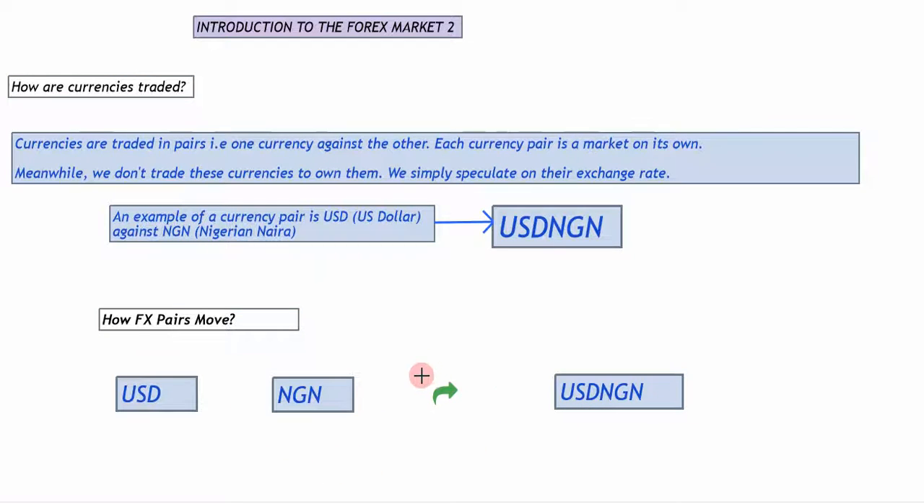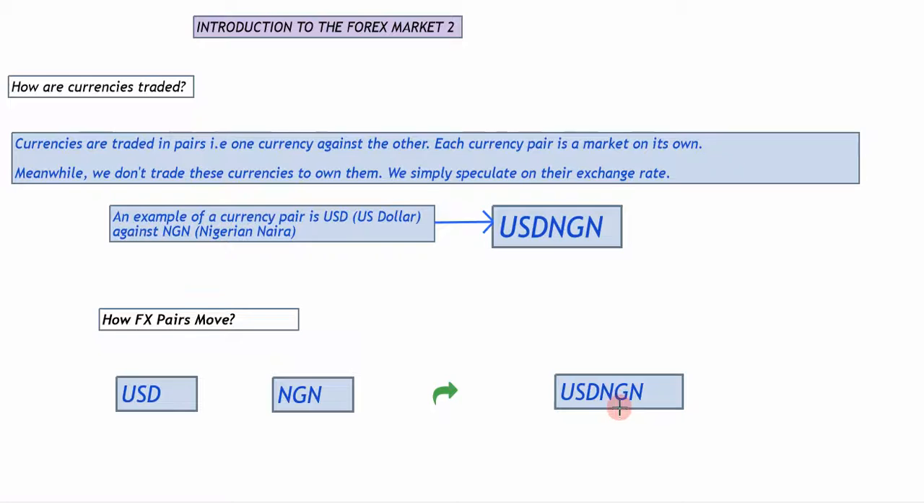Okay, so having said this, trading is not really that difficult, because I've mentioned that if this goes up and this one goes down, this one will move this way. It does not mean that you have to necessarily study the value of the USD and the value of the Nigerian naira to determine this. There are different methods that traders use to determine whether a currency pair is going to go up or go down, which we are going to talk about later.